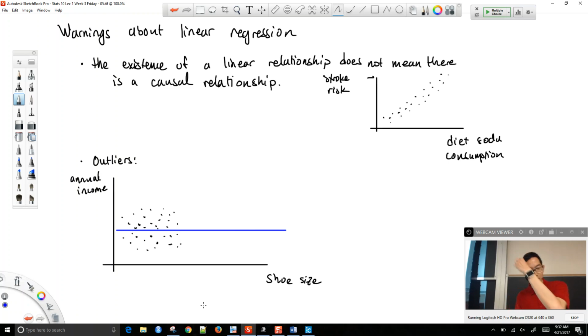Let's say Shaquille O'Neal entered your data set. He's got very, very big feet. He also makes a lot of money. So his data point would be somewhere up here. This is Shaquille. You guys know who he is, right?